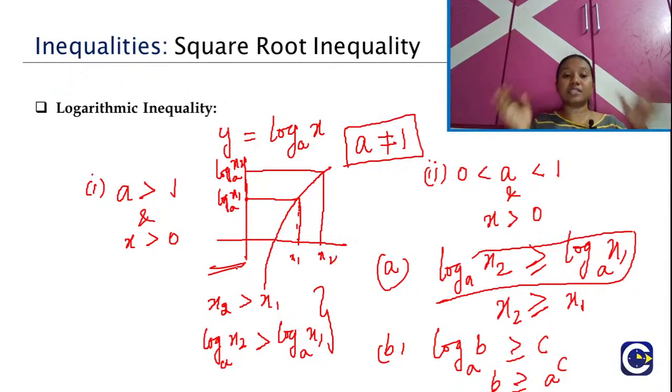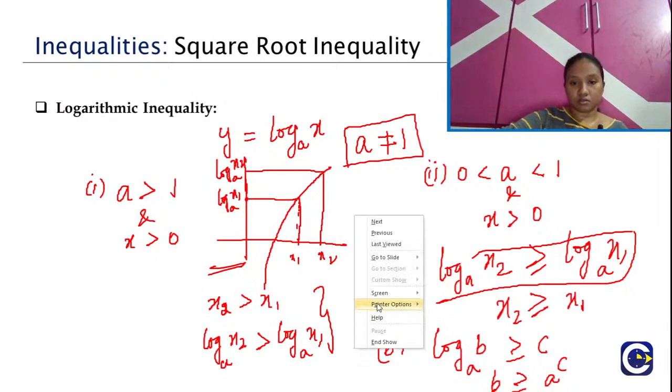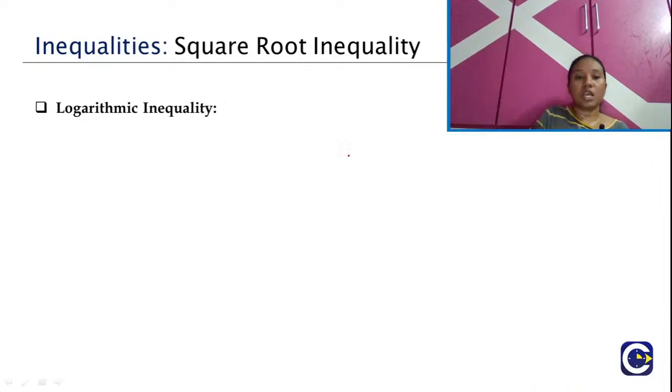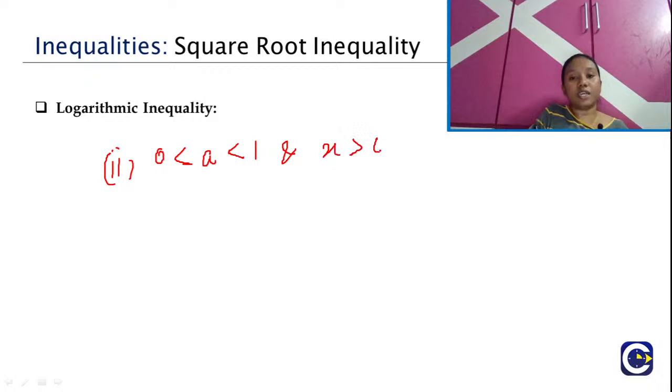So this is our first case, which means what we can remember: if the base value is greater than 1, there will not be any change in the inequality. So let's see what happens for case 2. That means if our a lies in between 0 and 1. So that is our case 2. So a lies in between 0 and 1. Along with that, x should always be greater than 0, right?